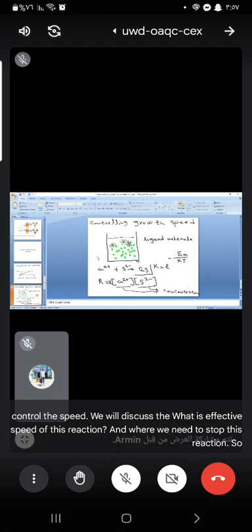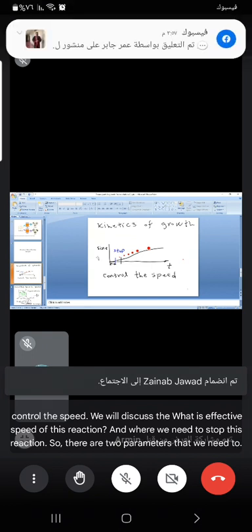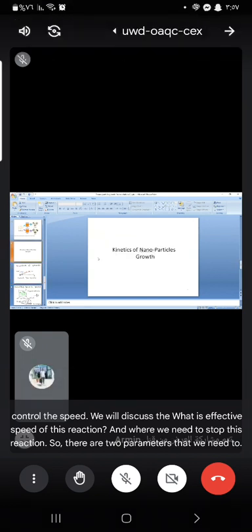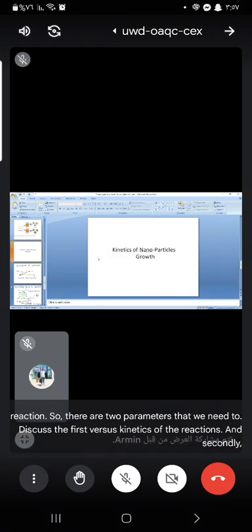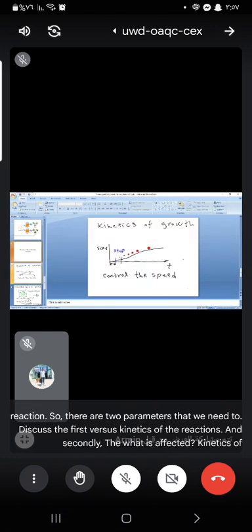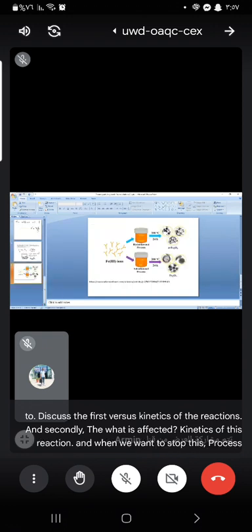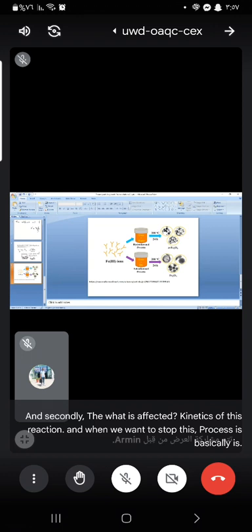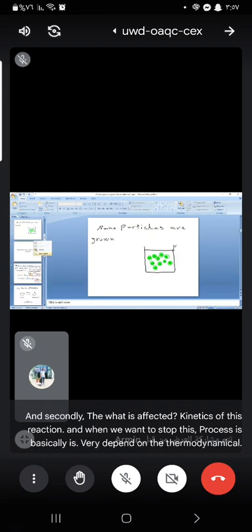So there are two parameters that we need to discuss. First is the kinetics of the reactions, and secondly, what affects the kinetics of this reaction. And when we want to stop this process is basically very dependent on the thermodynamical parameter.